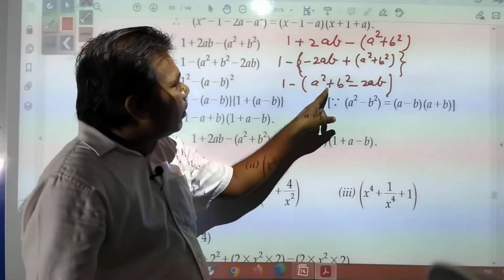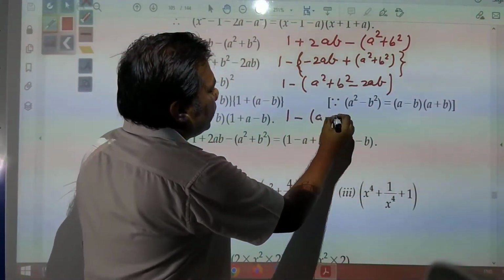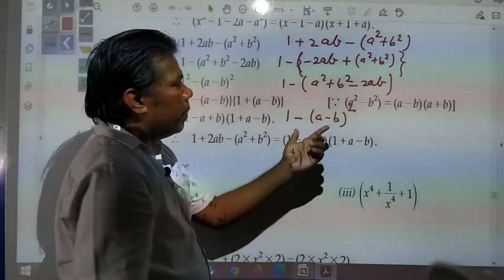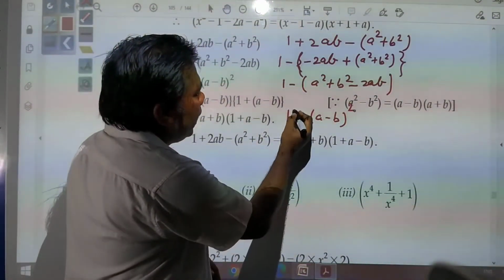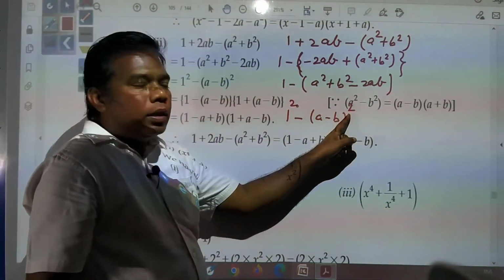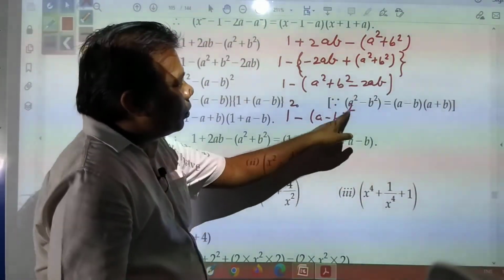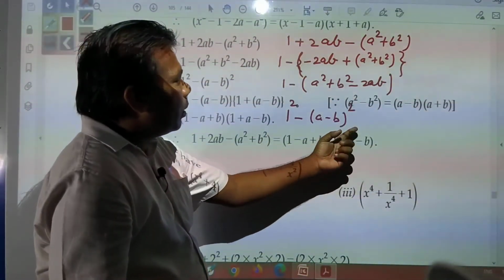So a square plus b square minus 2ab is what? A minus b whole square. So now this came in formula again, this can be written as 1 square minus a minus b whole square. This you assume a and this you assume b. So a square minus b square means a minus b into a plus b.